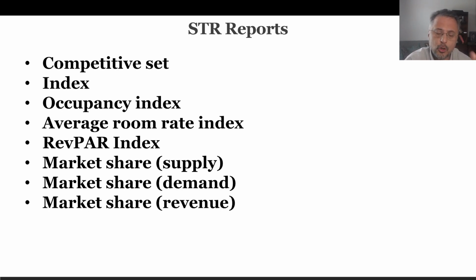Now, for example, just to give you a little bit more, we will go over them all. Occupancy index is an index designed to measure a property's share of rooms sold. Average room rate index is basically ADR compared to your competitive set. RevPAR index, we just talked about it. Market share supply is the proportion of the market's rooms controlled by the subject hotel. Market share demand is the proportion of the market's total rooms sold that were sold by the subject hotel.